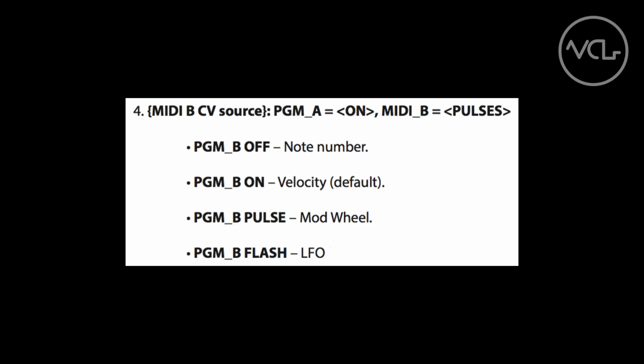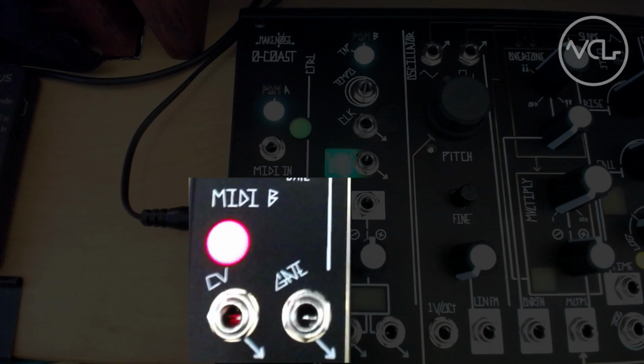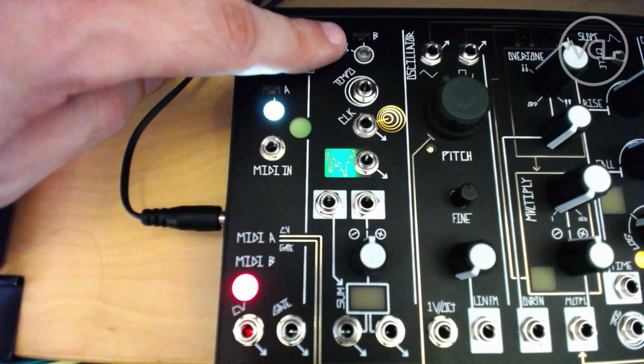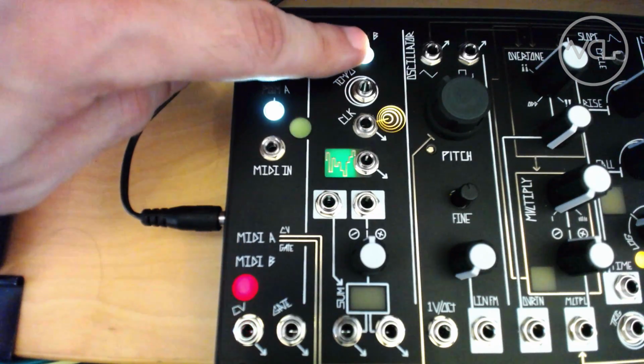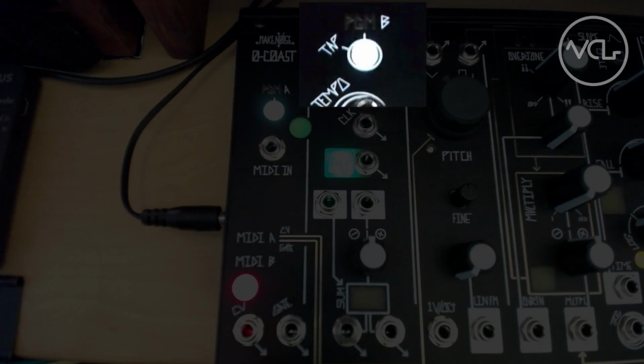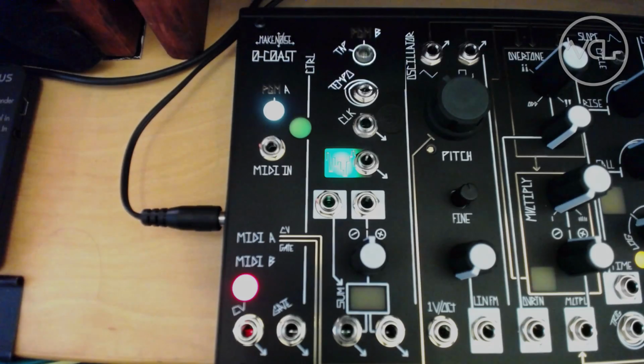Program page 4, the MIDI B CV source page, should be indicated by an illuminated Program A button and the pulsing MIDI B indicator. Press the Program B button to toggle through the functions until the Program B button is flashing, indicating that the triangle LFO is selected to output from the MIDI B CV output.